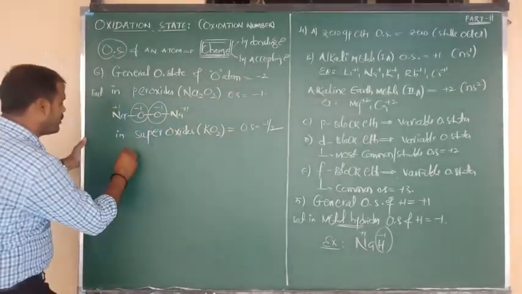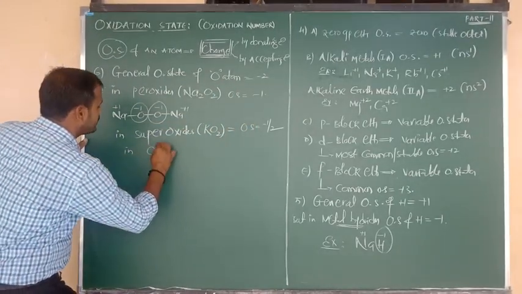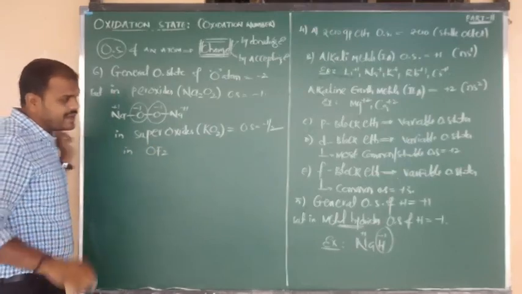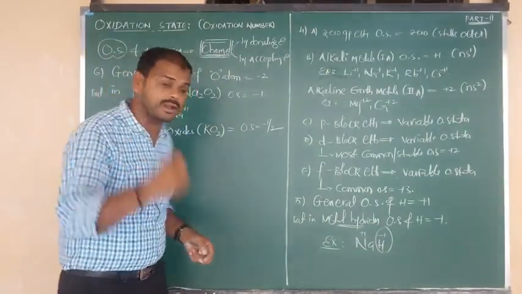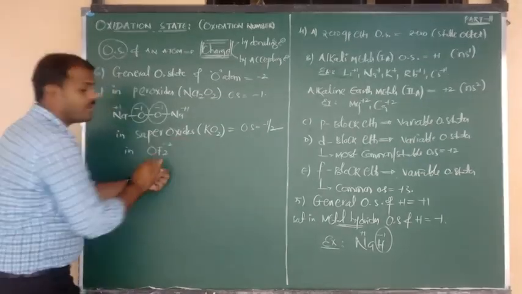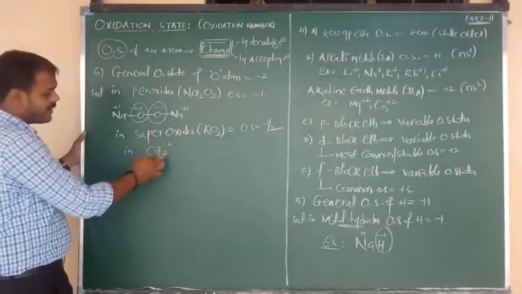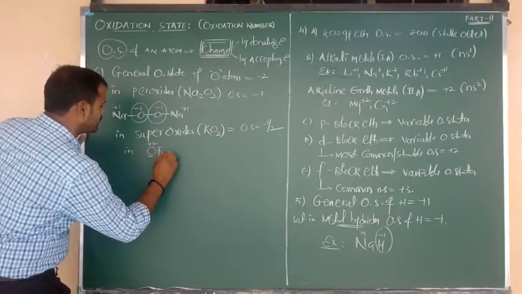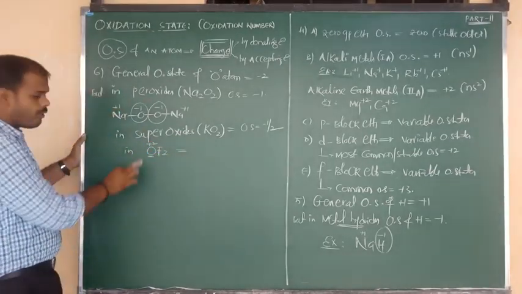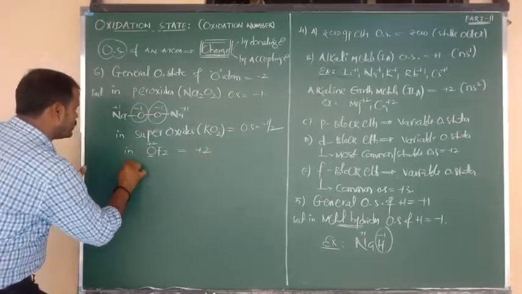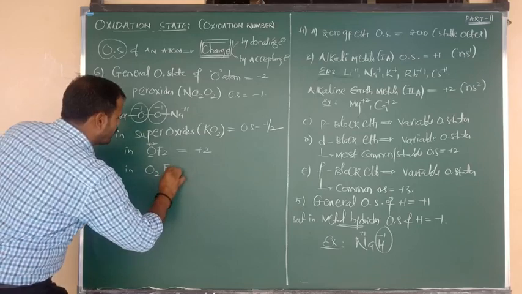And one more compound is OF2. Fluorine always contains -1 because of its high electronegativity. But how many fluorines are there? 2 fluorines are there. Means we can write -2. If F2 contains -2, then oxygen contains +2. So in this OF2 compound, the oxidation state of oxygen is +2.